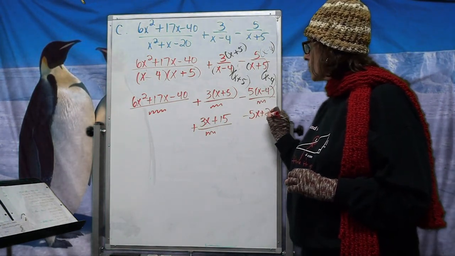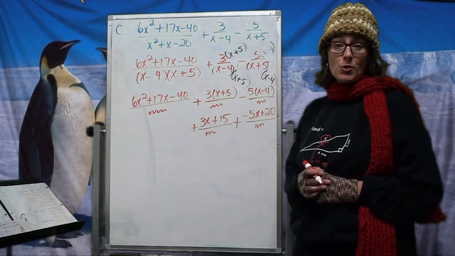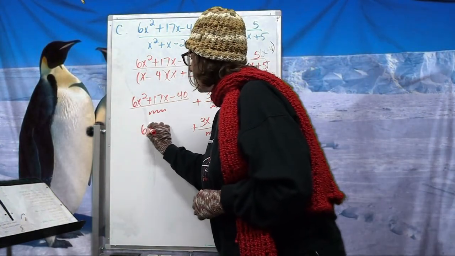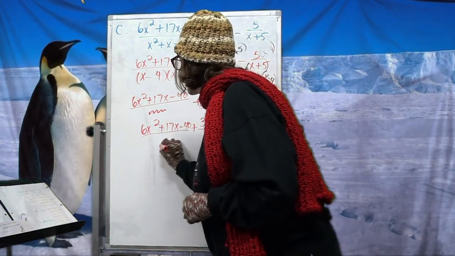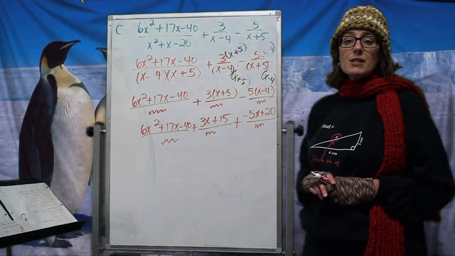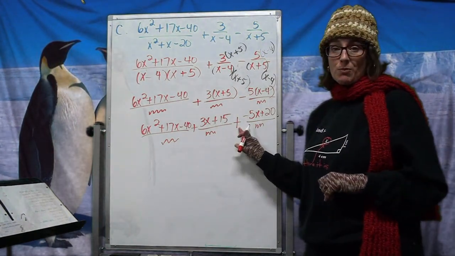Negative 5 times 4 is positive 20 over the common denominator. And recall that puts it back into an addition problem. So now I am ready to combine up those numerators, because everything is expanded, I've got common denominators all the way across, and I have addition problems here.